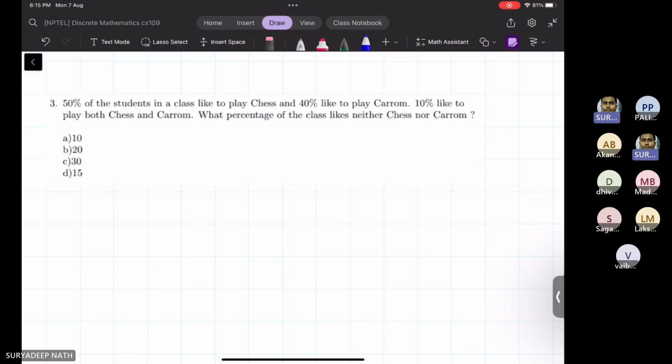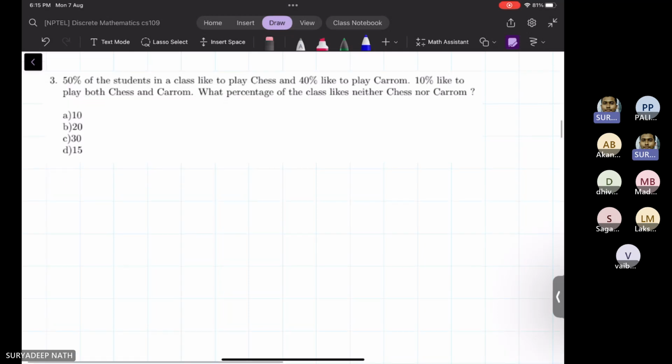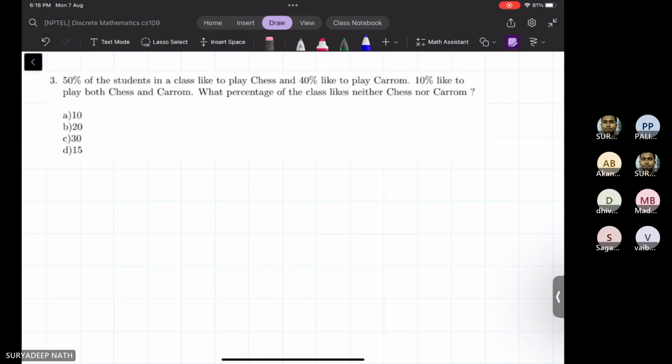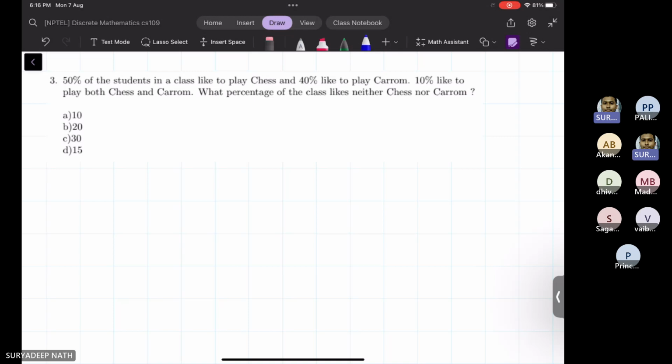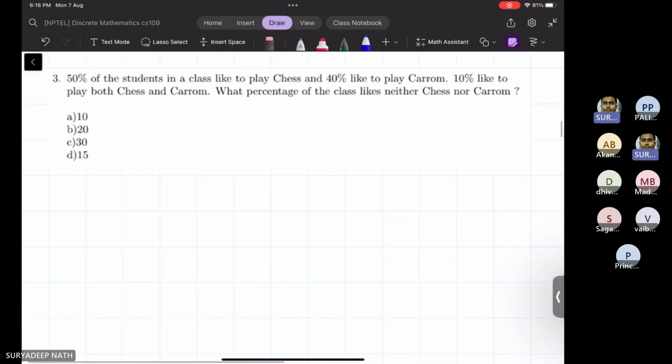So this is question number 3. What question number 3 says is that in a class, 50% of the students like to play chess, 40% like to play carom, and 10% like to play both chess and carom. What percentage of the class likes neither chess nor carom? To solve this question, we'll first draw the set of the class.